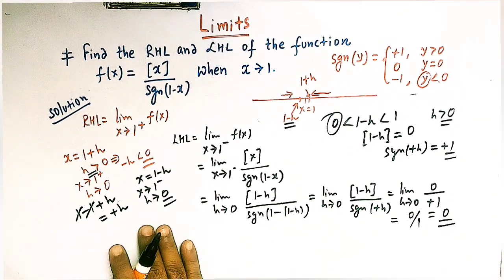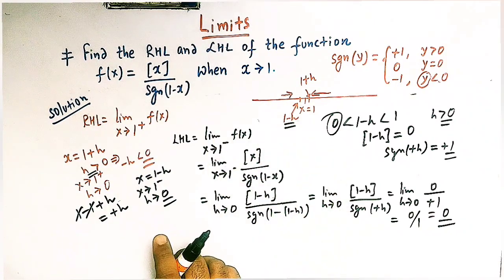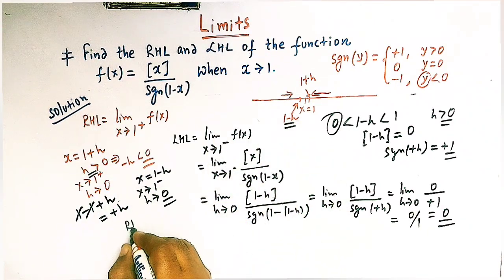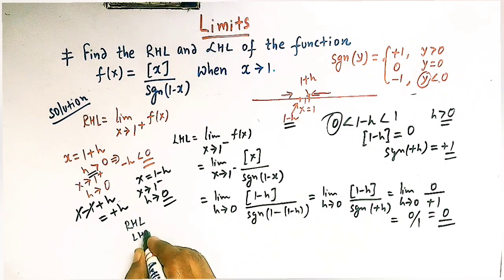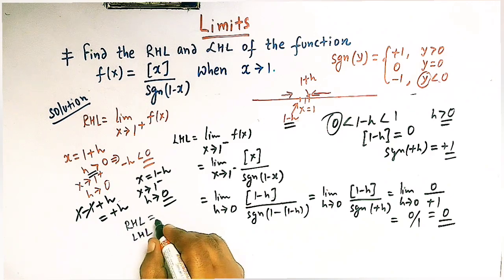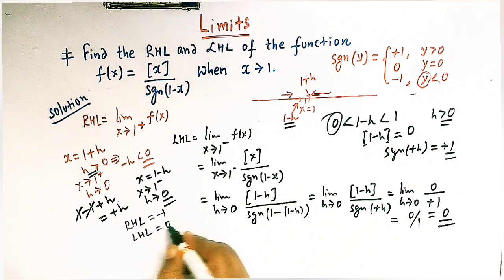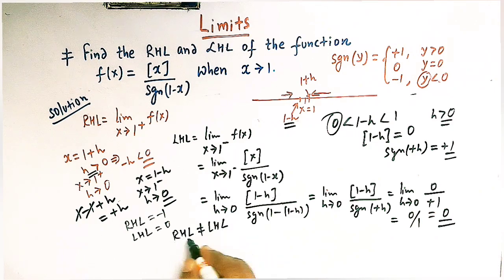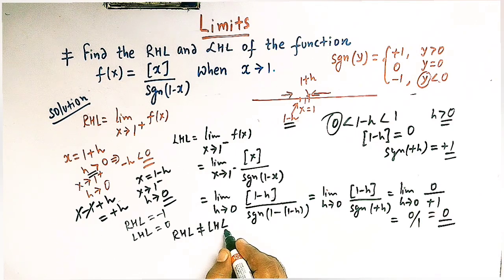So, viewers, from this discussion, we can easily conclude that although the right hand limit and the left hand limit both exist and they are finite, the right hand limit is minus 1 and the left hand limit is 0, and these two limits are not equal to each other. That is, the right hand limit is not equal to the left hand limit.